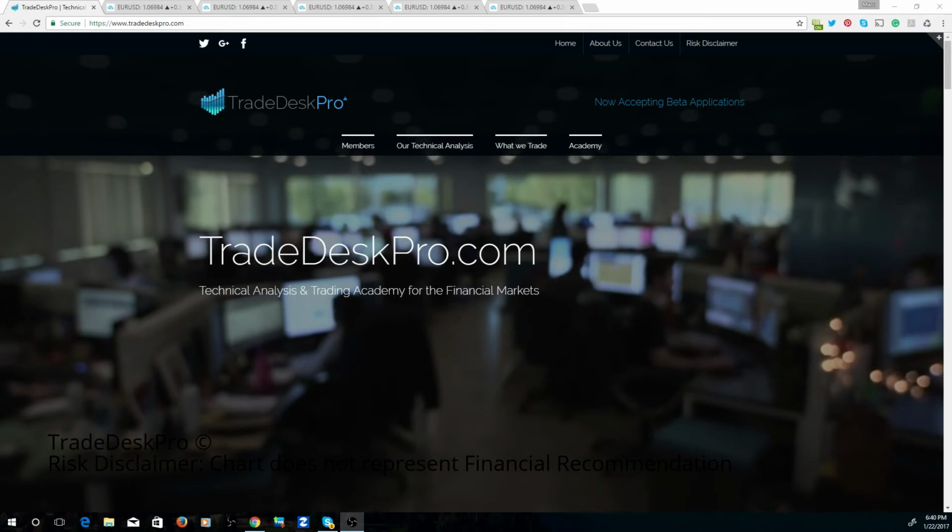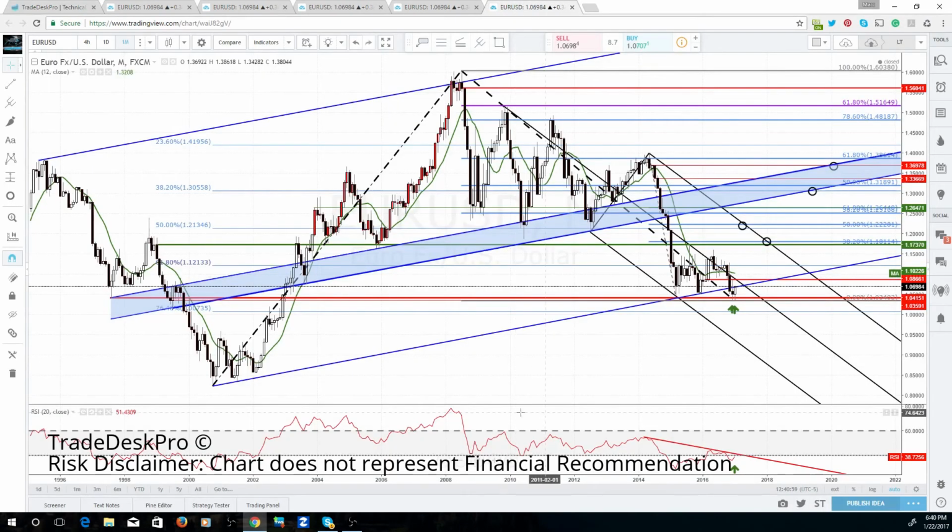I am hoping to wrap this up under 5 minutes, but I do want to make a top-down analysis starting with the monthly, because every time frame has one or two things I want to talk about. So let's start with the euro dollar monthly chart. If you look at this trend line, this blue one, has been broken and we're retesting it now. So pretty important time to look at the euro dollar.